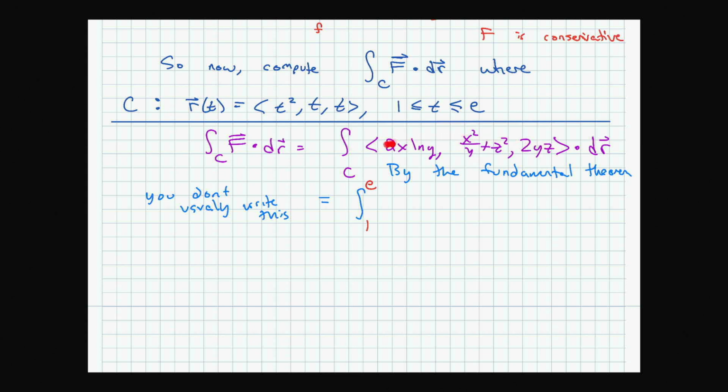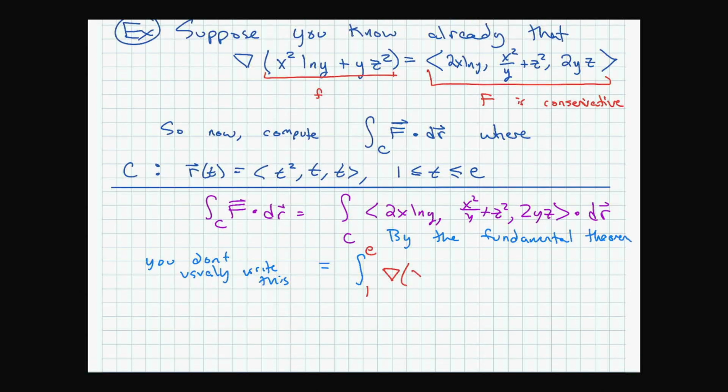This is your capital F, right? But your capital F is actually the gradient of the little f. So the gradient of the little f, which is x squared ln y plus yz squared, and then dot dr. So this is the big F, this is the gradient of the little f, and these are the a and the b, right?